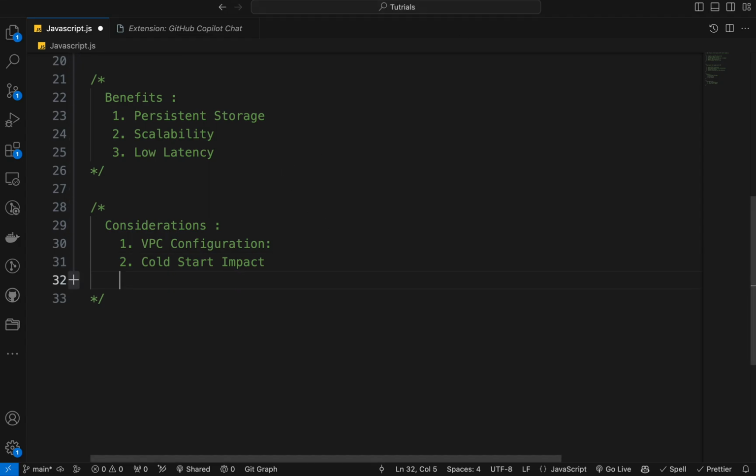Lastly, the security. You should be concerned about that because proper security measures such as configuring security groups and access points are essential to protect your data. So it's important to take this into consideration. By integrating EFS with Lambda, you can build serverless applications that require file storage capabilities beyond the default limits of AWS Lambda, enabling more versatile and powerful serverless architectures.